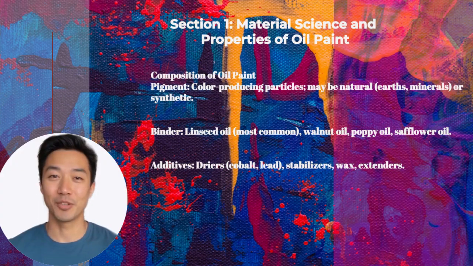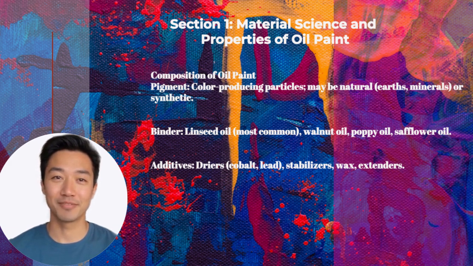Section 1. Material Science and Properties of Oil Paint. Composition of oil paint. Pigment: color-producing particles may be natural, earths, minerals, or synthetic. Binder: linseed oil, most common, walnut oil, poppy oil, safflower oil. Additives: dryers, cobalt, lead, stabilizers, wax, extenders.